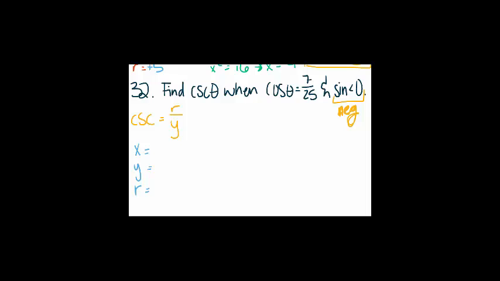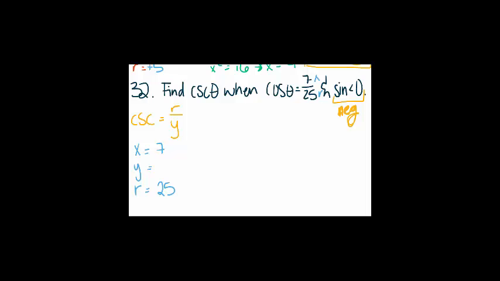Cosine is x over r. Alrighty. X over r. We can do that. If I know r is always positive, r has to be 25. And that means x is going to be 7, and it would have to be a positive 7 for that whole fraction to be positive. It's got to be a positive 7.